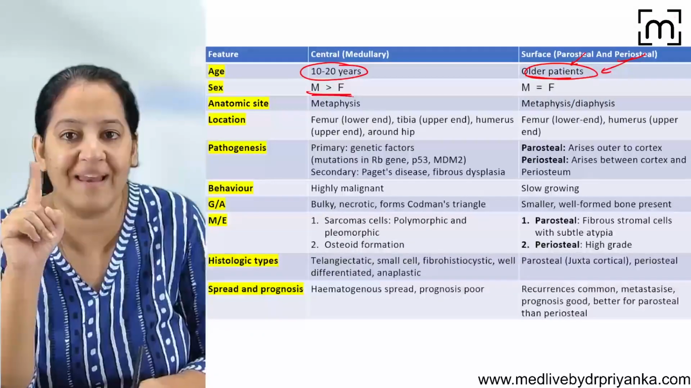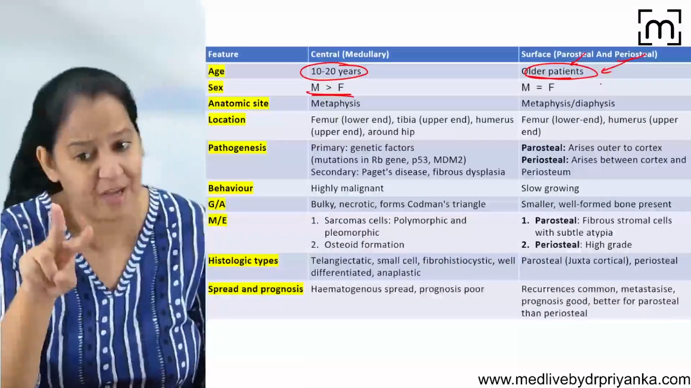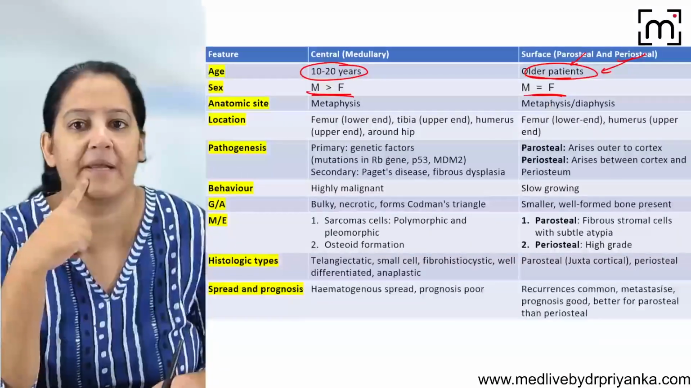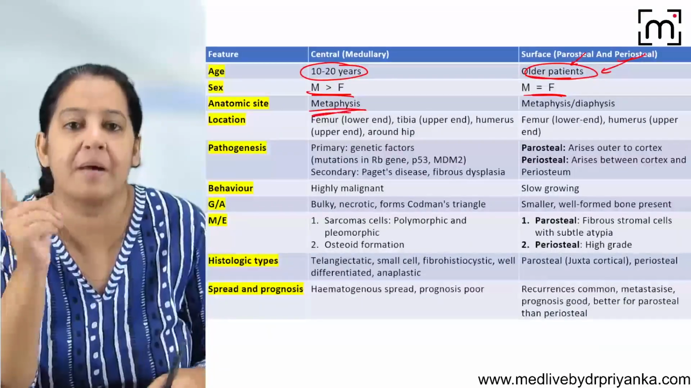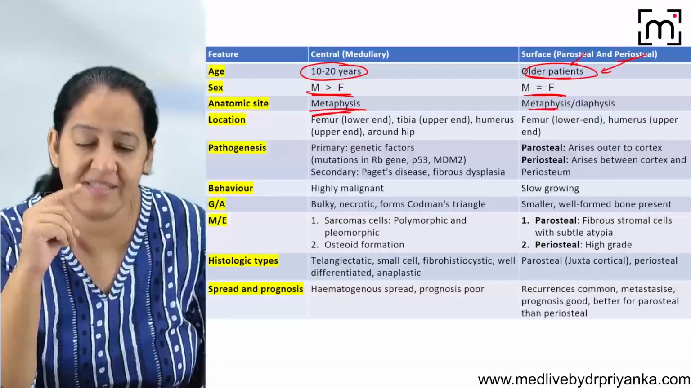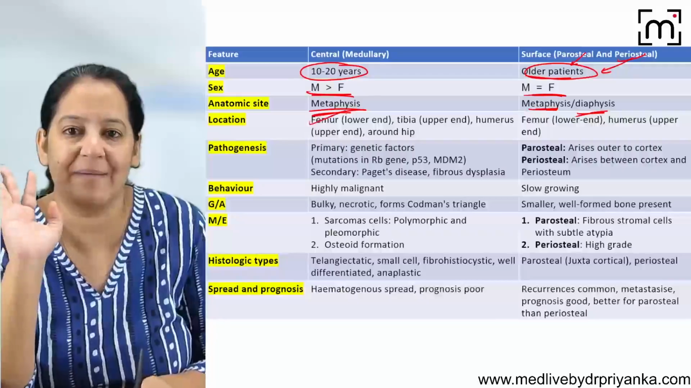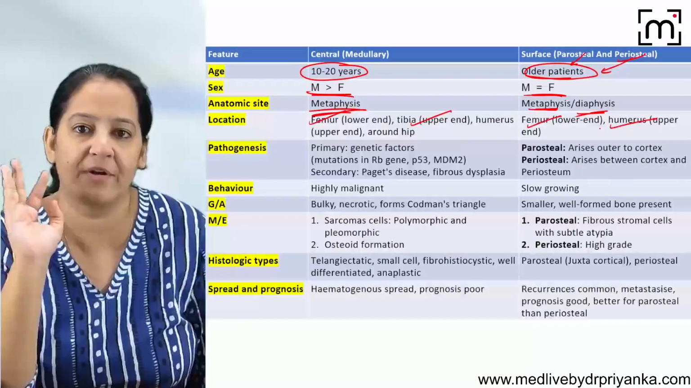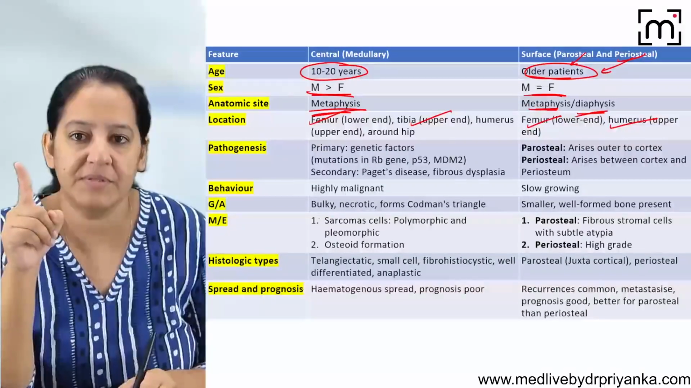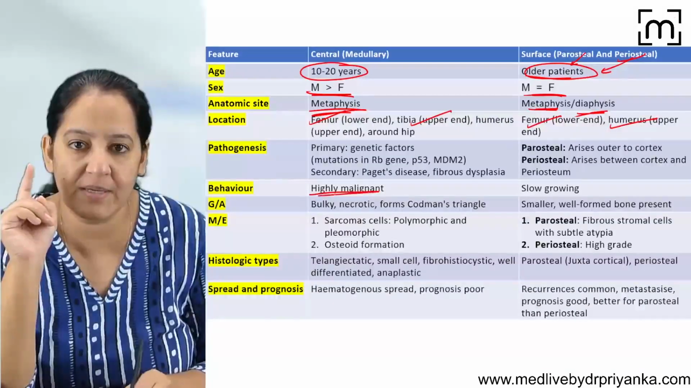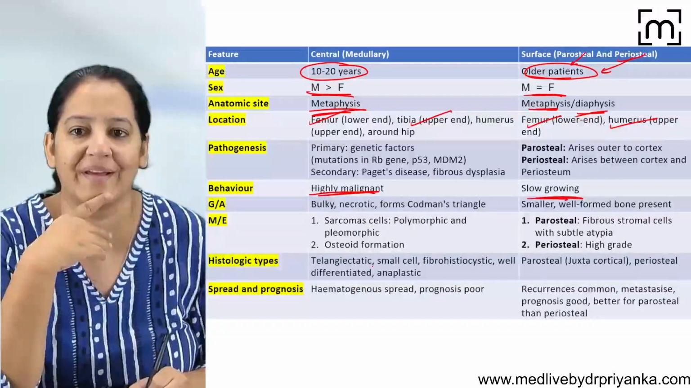The central one is more common in male as compared to female, but parosteal as well as periosteal, both of them are the same in male and female. The central one occurs at the metaphysis. Parosteal arises from the metaphysis, but periosteal arises from the diaphysis. The location is more or less the same, femur, tibia, here also femur, humerus. Okay. Pathogenesis, I told you. Behavior, this one is highly malignant, but these are slow growing.